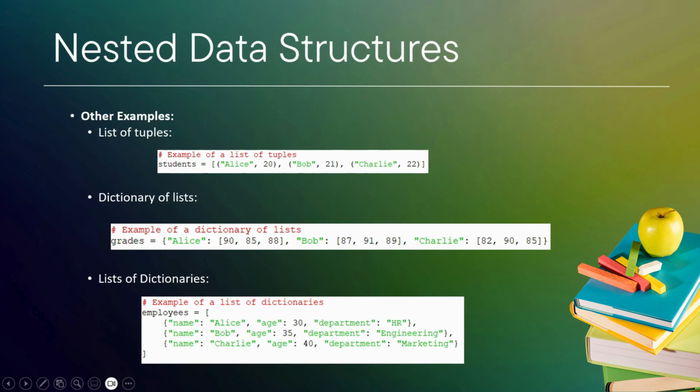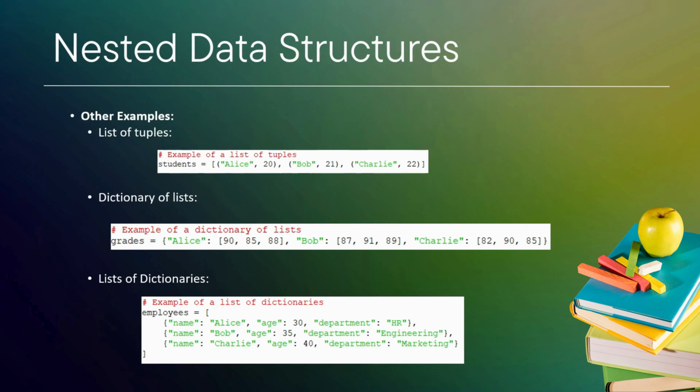So these are some of the other examples. You can also see how these can be useful. For example, the first one, a list of tuples. Let's say you have a list of tuples: Alice, Bob, Charlie. Why would you want to have one? For example, the 20 here is a property of Alice.